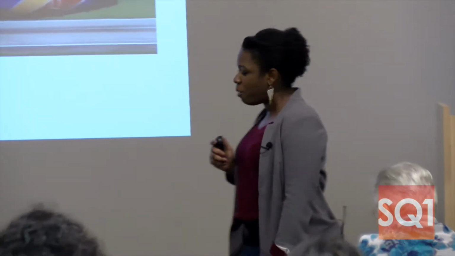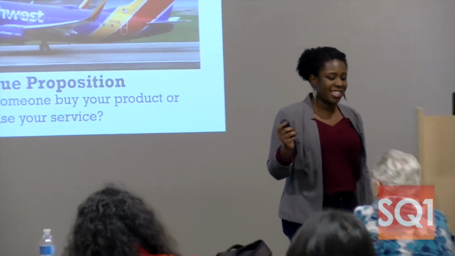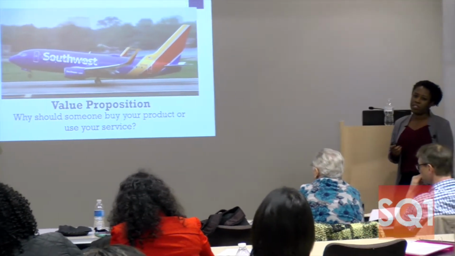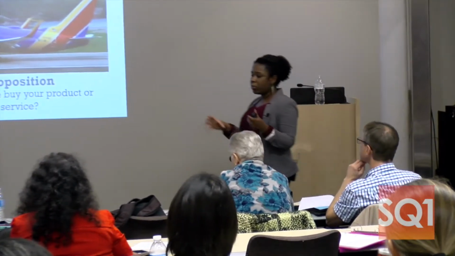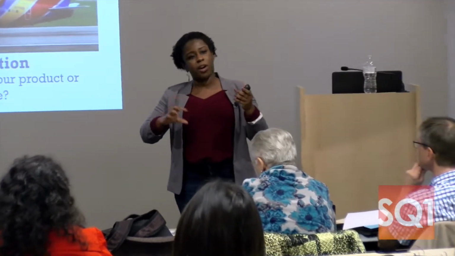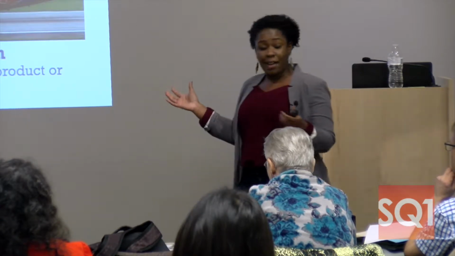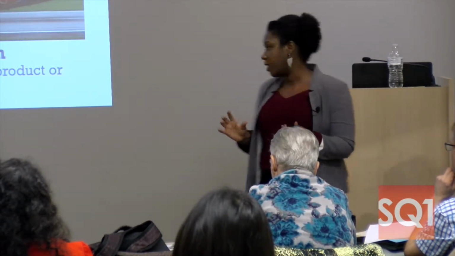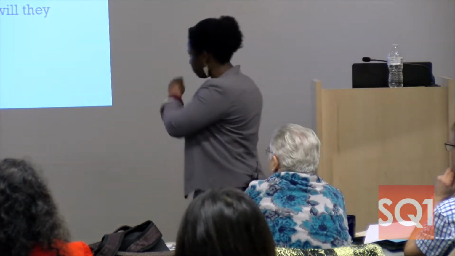So the next step of a marketing plan is essentially the value proposition. You really want to show the value of your products and services. Typically in a marketing plan, you'll see people really detail out what their product or service is, right? I imagine that you guys spent a lot of time on this early on in Square One, but we're going to touch on it again. So why should someone buy your product or service?